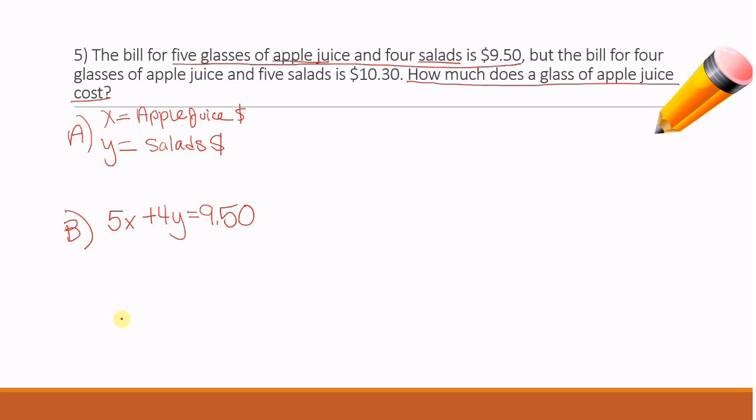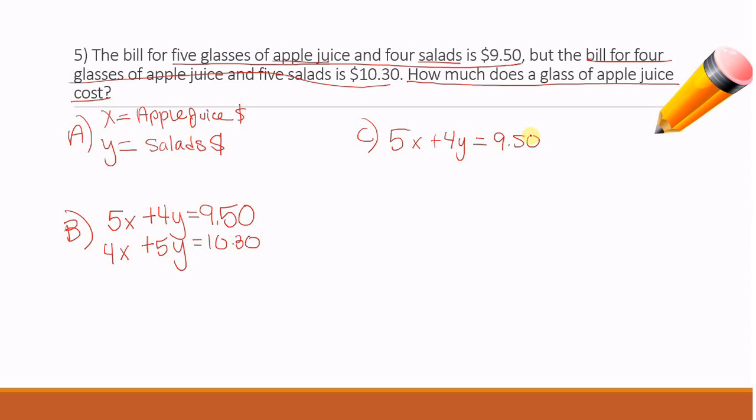And then they say the bill for 4 glasses of apple juice and 5 salads is $10.30. So 4 apple juice, 4x, and 5 salads, 5y equals $10.30. Now, this one doesn't have a very easy way to solve. We're going to have to go to elimination.